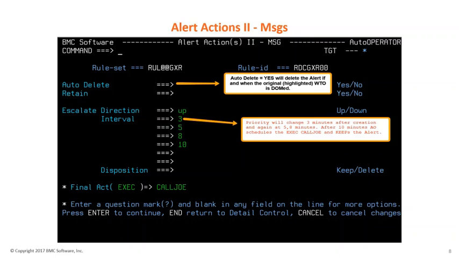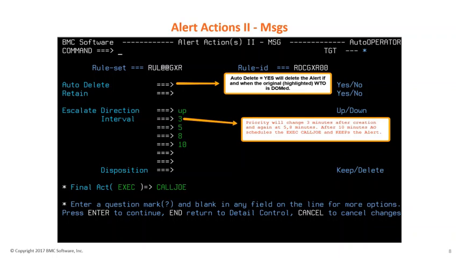The next alert actions display tells AutoOperator how to handle the alert once it's been generated. The auto delete field says that if the highlighted message on the console gets DOM'd, I want you to go ahead and delete the alert with that. The retain option says whether you want AutoOperator to retain the alerts over IPLs or restarts of the AO subsystem. The escalate direction says, do you want to escalate up in severity or down in severity? And then the interval values indicate how many minutes we wait till we go to the next level of escalation. At the end, you can say whether you want to keep or delete that alert.